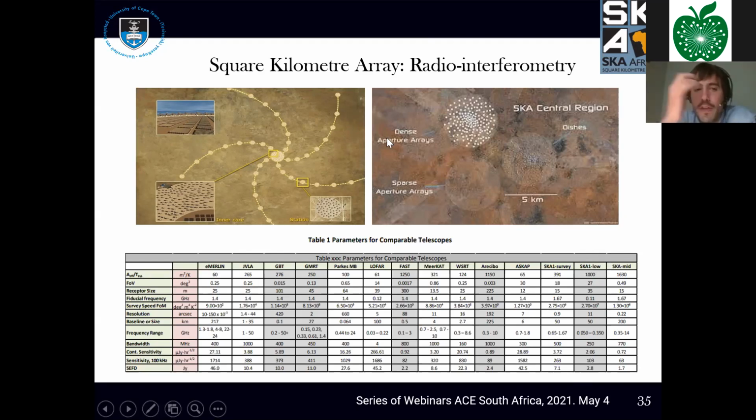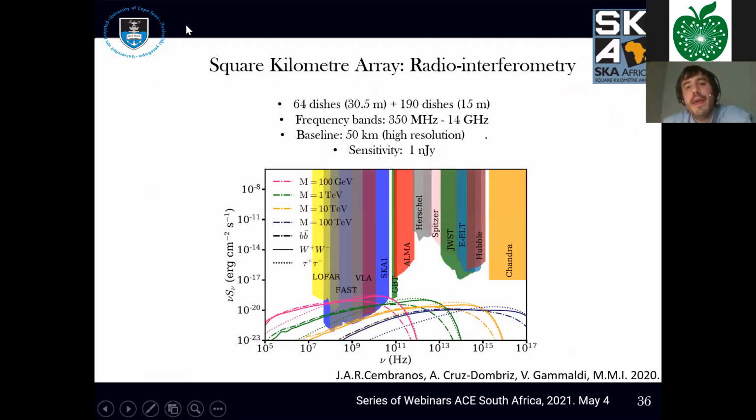So what I told you is that we have to check the resolution of our telescope. Radio interferometry is a good way to solve the resolution of our detectors. And the other thing I told you is that we would like a telescope with high sensitivity. The sensitivity of the SKA is going to reach 1 nanojansky. This is the quantity we see when we detect a signal.